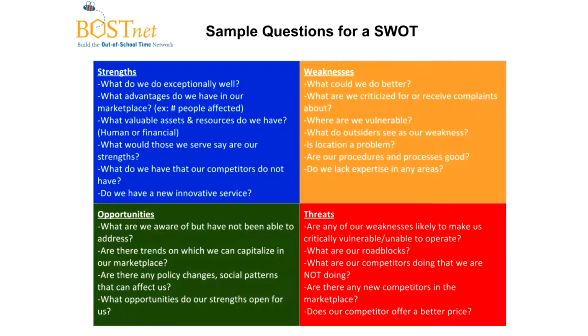So here's a chart with some example questions. As you're thinking about your SWOT analysis and your strengths, you can ask: What do we do exceptionally well related to our topic? What advantages do we have in our marketplace? Do you serve a significant number of people, or are a significant number of people affected by this issue? Maybe you're talking about expanding your program into a new building, and one of your strengths is that you're already at capacity.